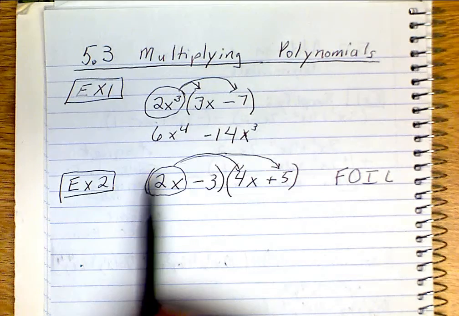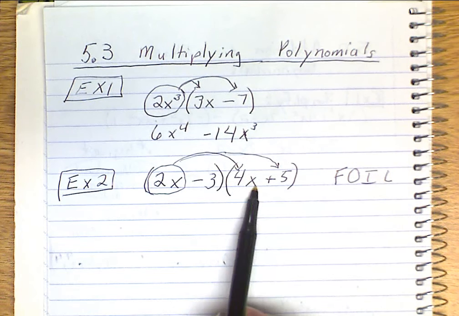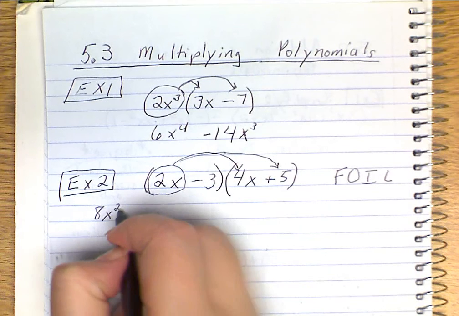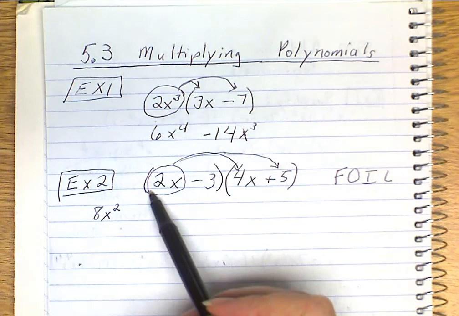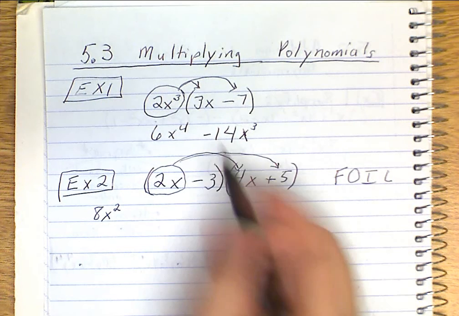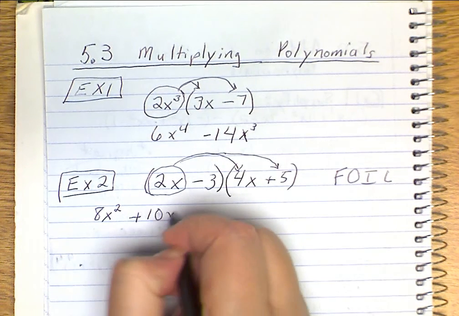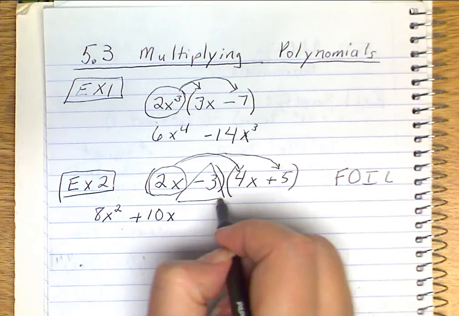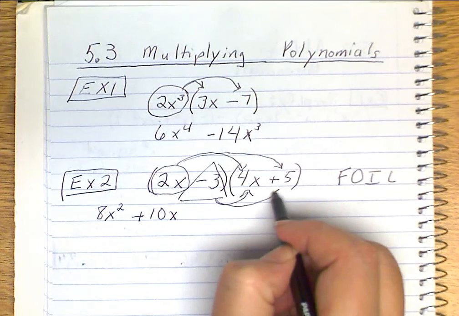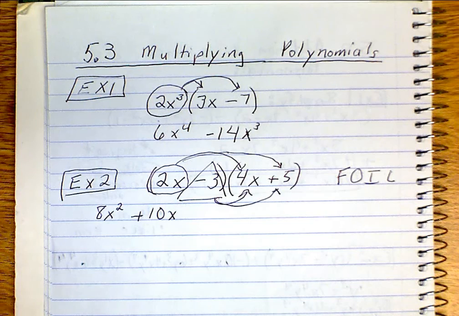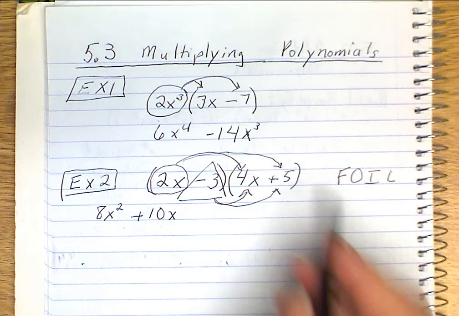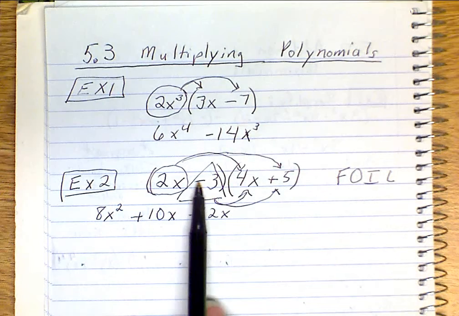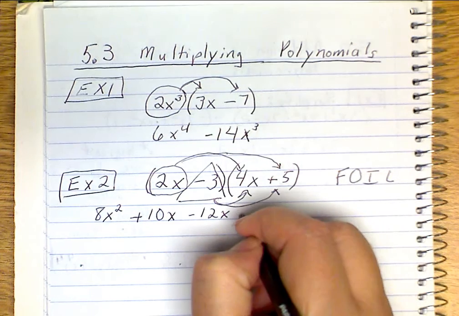So we have 2x times my 4x gives me 8x squared. 2x times my 5 gives me 10x. And then you go to the next one. So you're going to take the negative 3 and distribute it to both terms. So I have negative 3 times my 4 gives me negative 12x. And then negative 3 times 5 gives me a negative 15.